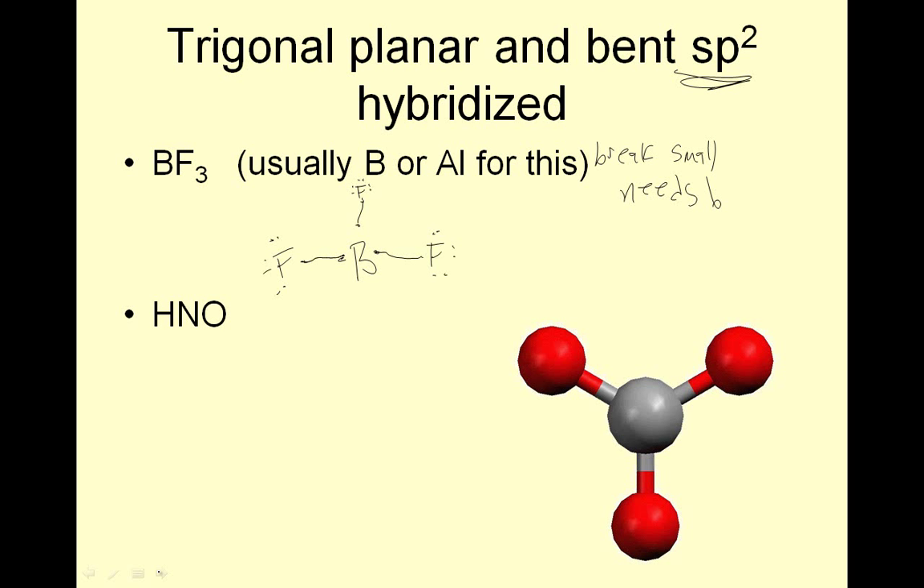Connect the dots. Fluorine has 8. Fluorine has 8. Fluorine has 8. Boron has 6, but it's okay with that. So that works for it just fine.